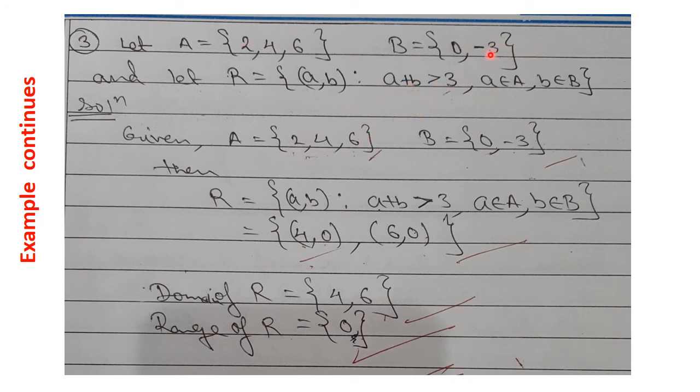So here (2, 0) we cannot have, (2, -3) we cannot have, (4, 0) yes we can have because 4 plus 0 is greater than 3. (4, -3) not possible, 4 plus -3 will be 1, that is less than 3. (6, 0) yes, 6 plus 0 is greater than 3, so we can have (6, 0). (6, -3), that would be exactly 3, and here we need the sum to be greater than 3, so (6, -3) we cannot have over here. So we got the relation, and in the domain we'll have 4 and 6, and for the range we'll have only 0.